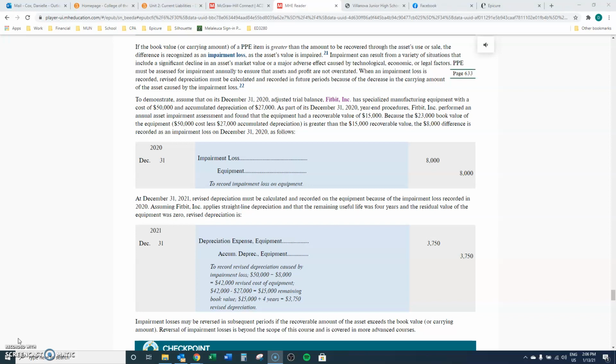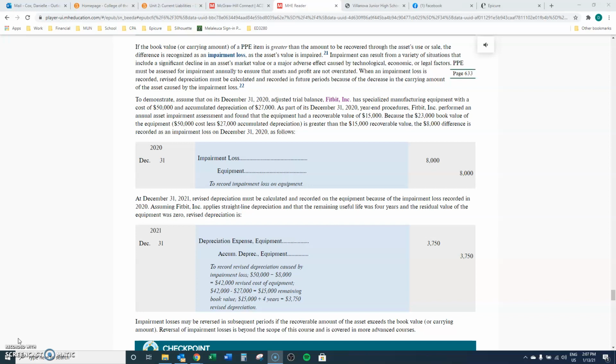So an impairment loss is when you compare the book value, which is the value on your books, the asset's value less accumulated depreciation, to the recoverable amount. That is what we're calling the amount you would get if you were to sell the asset today. If you were to get rid of that asset, what could you sell it for? What would be the value you would receive?